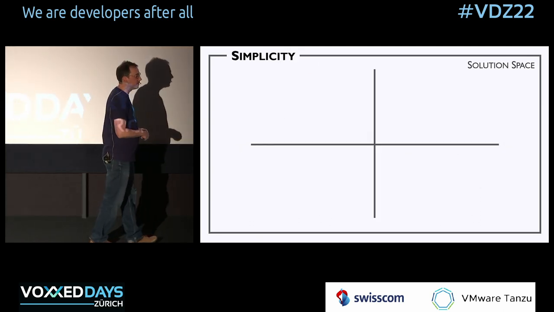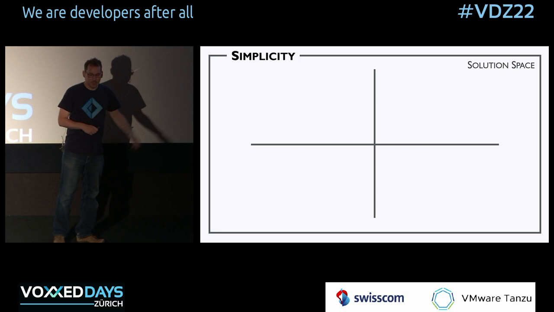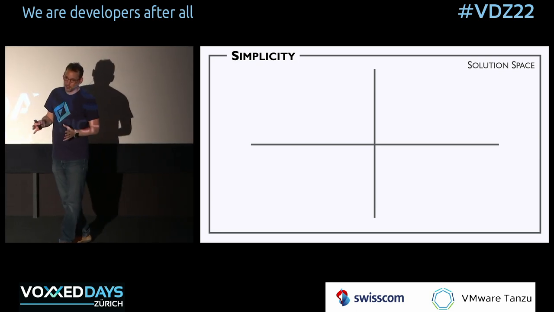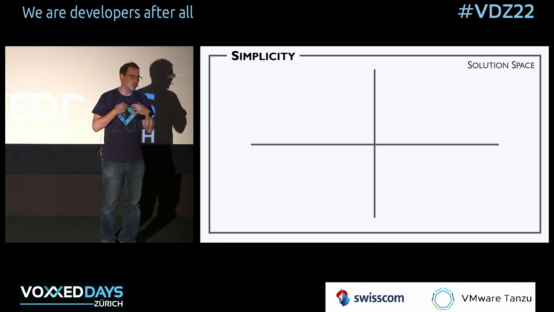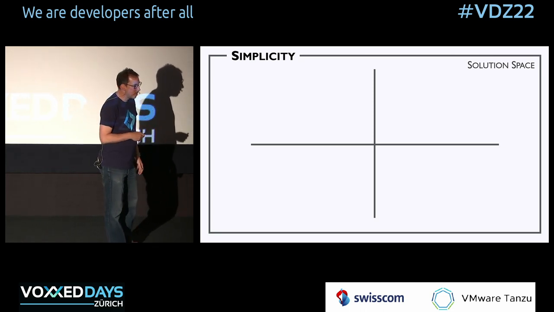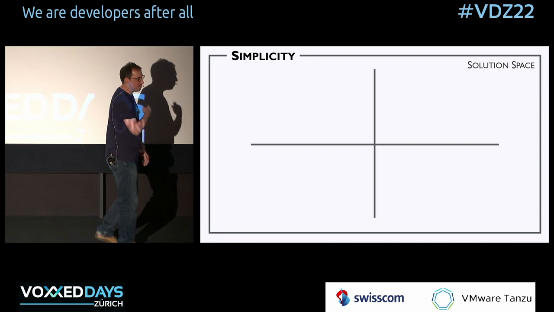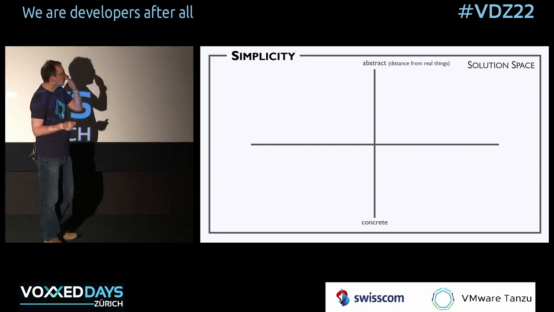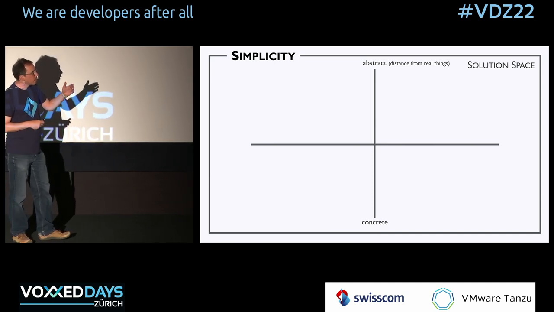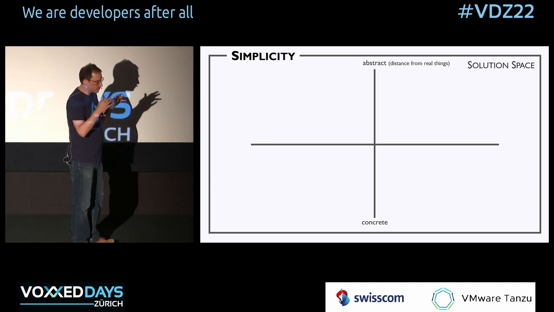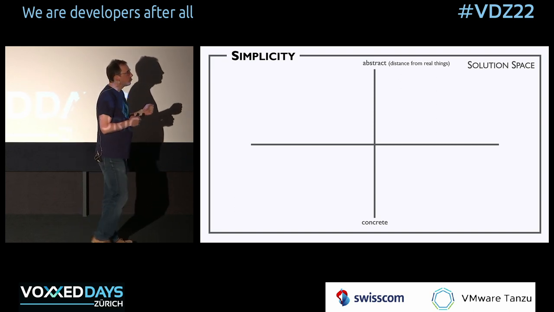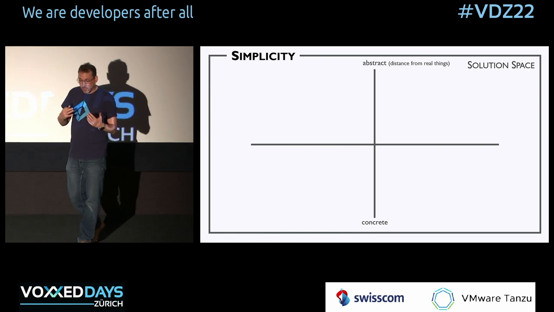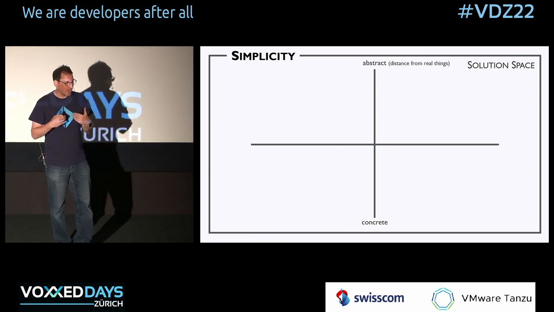So let's start with simplicity. I have a small model here, and the model is not perfect. Actually, it's quite flawed, but I like it because it helps me to talk about simplicity to you. But don't hang me on the simplicity of this diagram, please. We have two axes. On the vertical axis, when we look at the solution to a problem, a solution can be very concrete, or it can be abstract, far away from reality.